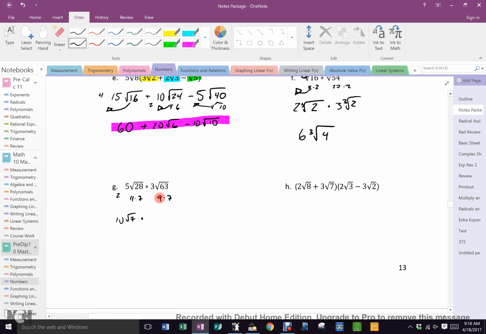What do I do with this 9? Bring out the 3, and there's already a 3 there, so it's 9 root 7, yes? What's 10 times 9? 90. What's root 7 times root 7? 7. What's 90 times 7? 630. Okay. Trouble.